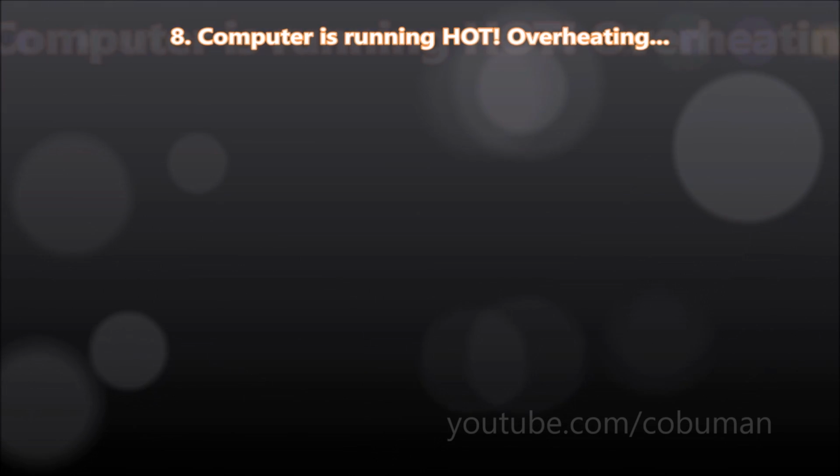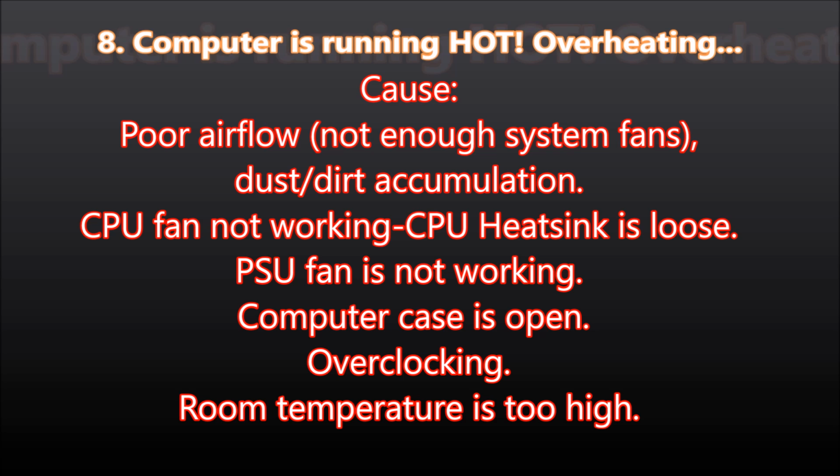Number 8. Computer is running hot. Overheating. Cause: poor airflow. Not enough system fans. Dust or dirt accumulation. CPU fan not working. CPU heatsink is loose. Power supply unit fan is not working. Computer case is open. Overclocking. Room or ambient temperature is too high.